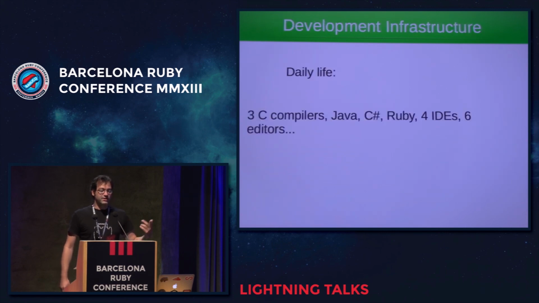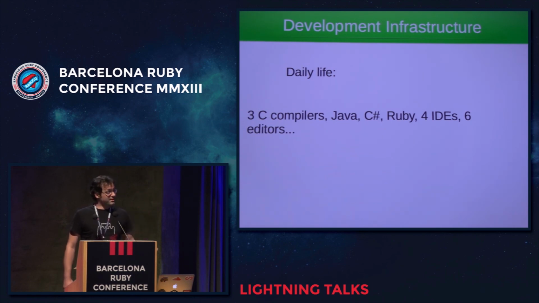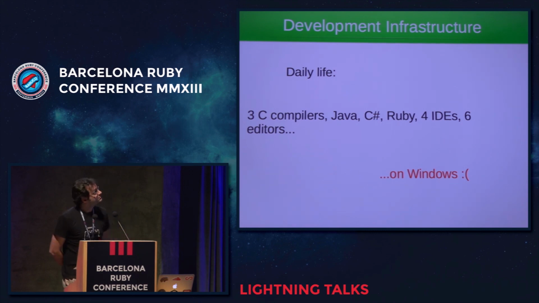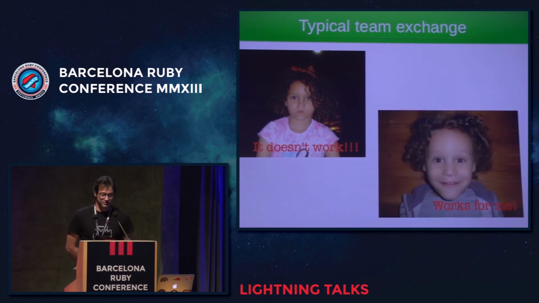Then it's development infrastructure. This is about a third of my daily life. My environment has 3 C compilers, 2 of them cross-compiling, Java, C#, Ruby, 4 debuggers, 4 IDEs, 6 editors, and, well, Edge managed to get out, but I'm still on Windows. Ouch. Yeah. So how do you keep that when one side of the room says it doesn't work, and the other says it works for me? So yeah, how do you do that?